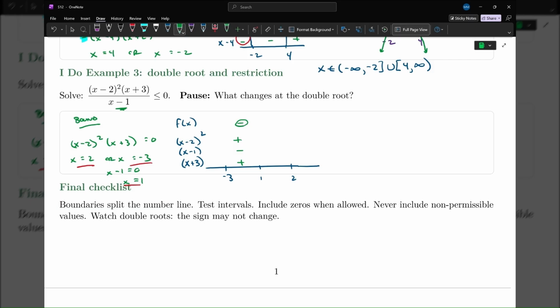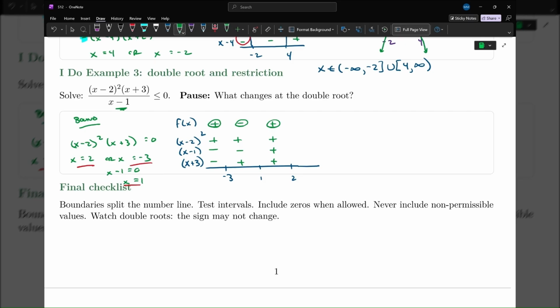Now let's go to the left. Let's go big negative, so -10. -10 plus 3, negative. -10 minus 1, negative. -10 minus 2, negative, but the square again flips it positive, which flips this whole thing positive. Okay, between 1 and 2, this one kind of sucks. I'm thinking like 1.5. 1.5 plus 3, positive. 1.5 minus 1, positive. That's where this guy flips. And then 1.5 minus 2, negative, but it squares to a positive. So this thing ends up positive.